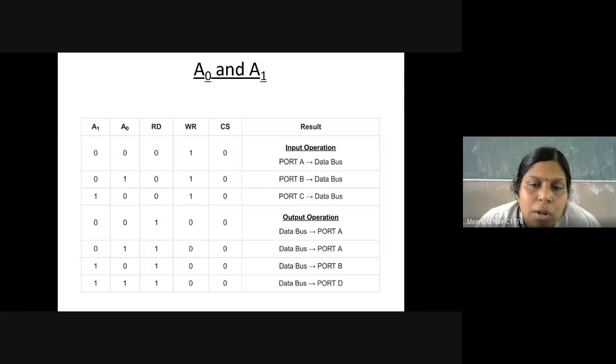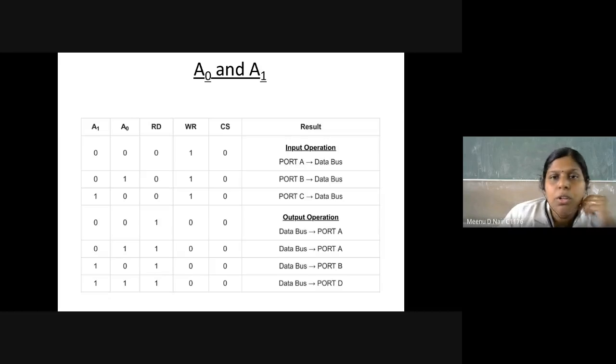Then mode 2, only port A will be in mode 2, and port B will be in mode 0 or mode 1. Then 5 signals from port C will act as handshake signals for port A, and the remaining 3 either as handshake signals to port B, or it will be in the simple input output mode. These are the modes of operation we have seen.